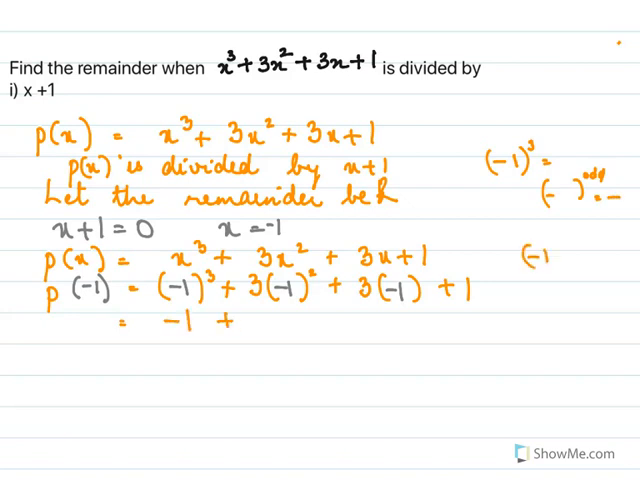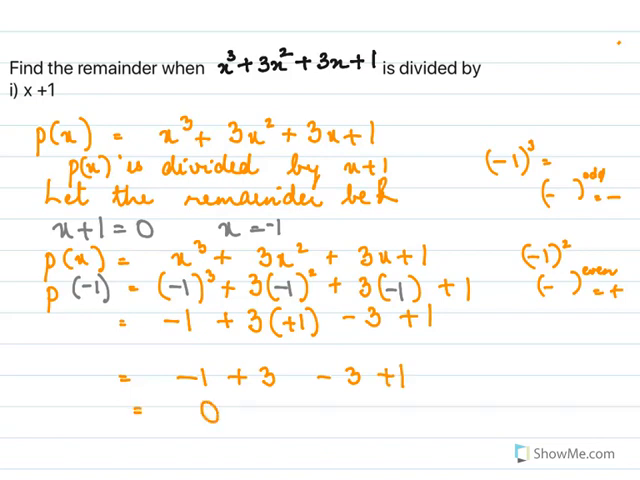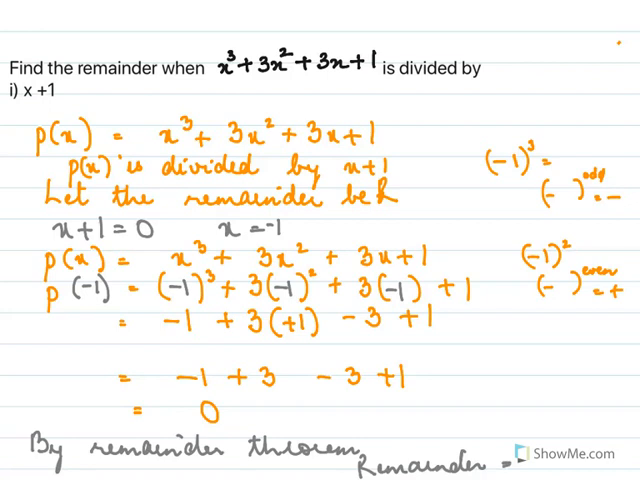Now the next one is minus 1 raised to 2, minus raised to even. 2 is even, and minus raised to an even number is always plus. So this is 3, plus 1. This will be minus 3 plus 1. So you get minus 1 plus 3 minus 3 plus 1. This cancels out and becomes 0. So by the remainder theorem, the remainder is equal to 0.